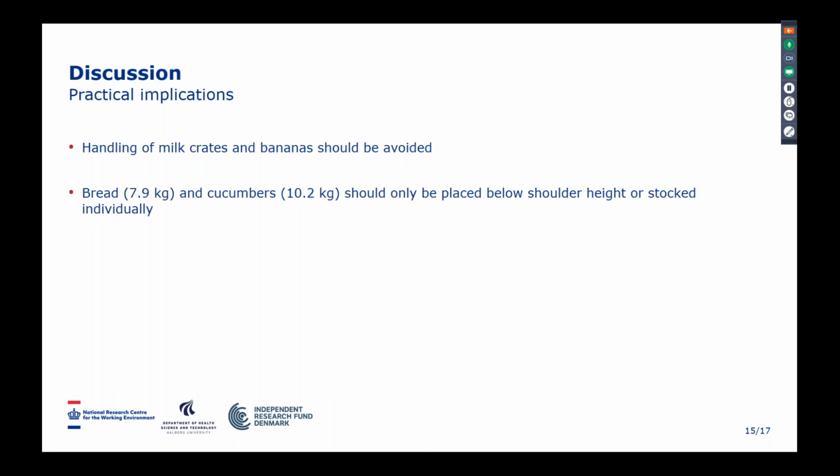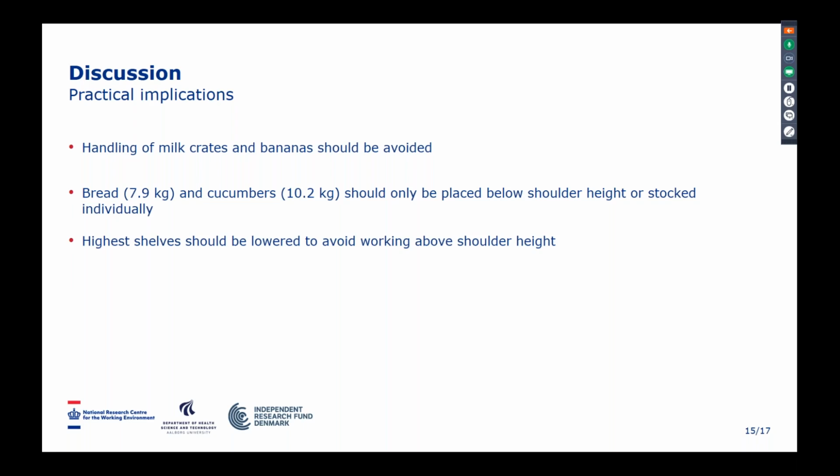And for example, bread and cucumbers should only be placed below shoulder height or stocked individually, so you would avoid these relatively high shoulder forces. I say this because it seems like a reasonable thing to advise, since the shoulder forces were much higher, twice as high as the next merchandise we measured. Here you also have the possibility to repack or stock individually, or lower the shelf, for example.